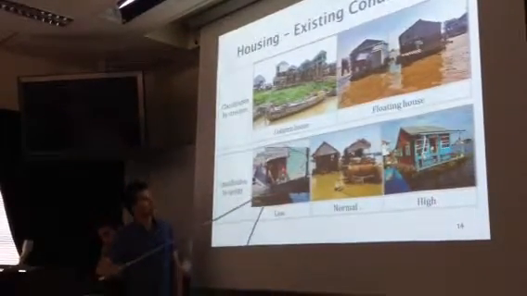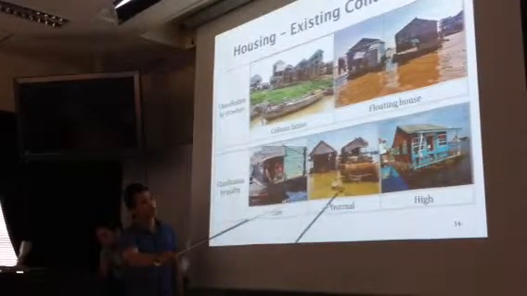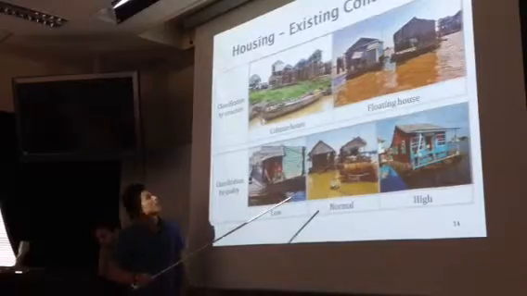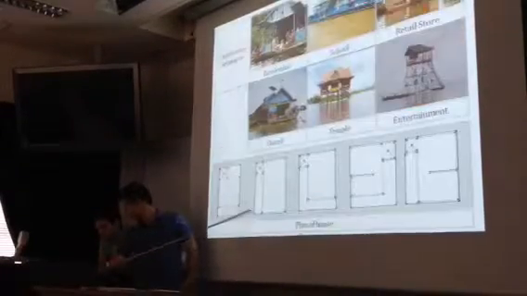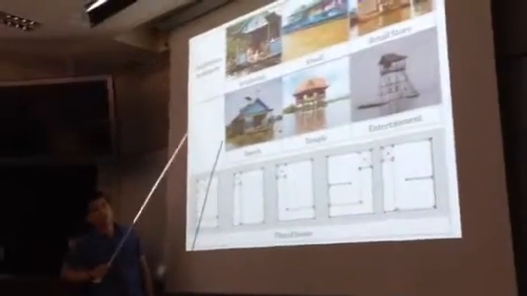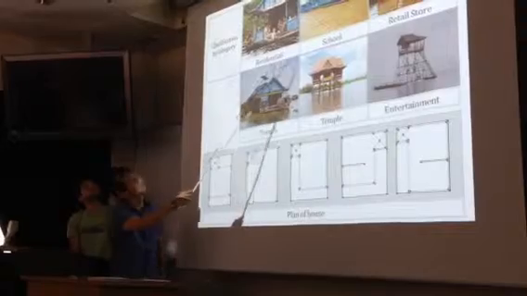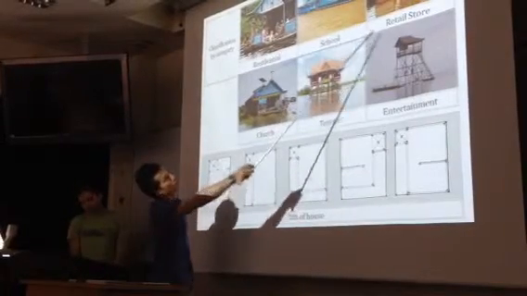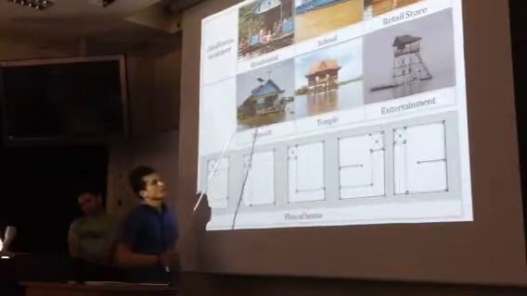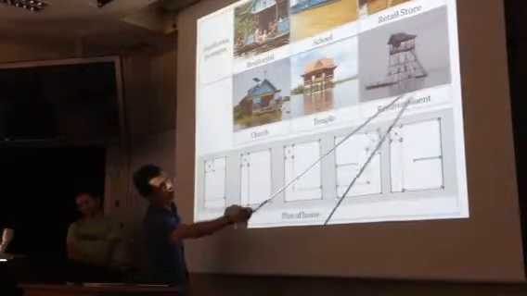According to quality, we can classify by low quality, normal quality, and high quality. The next classification is by category, the type of building. We can see residential, school, retail store, even church, temple, and interestingly, even entertainment.